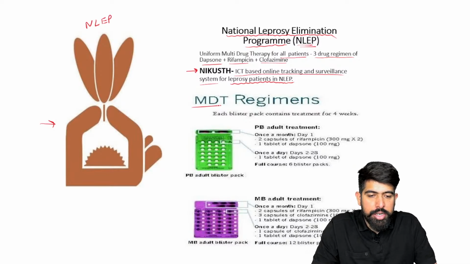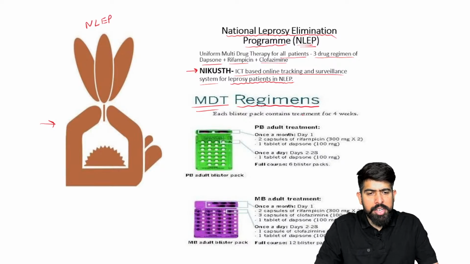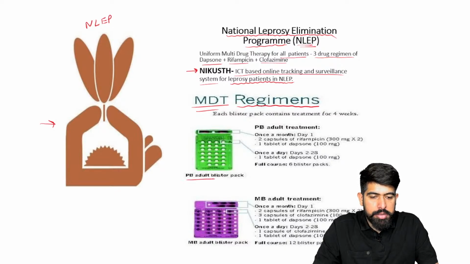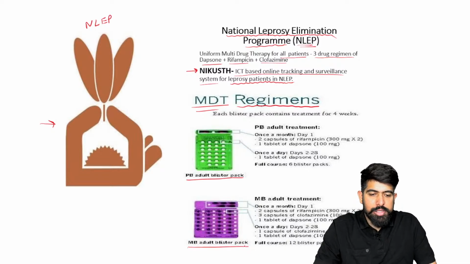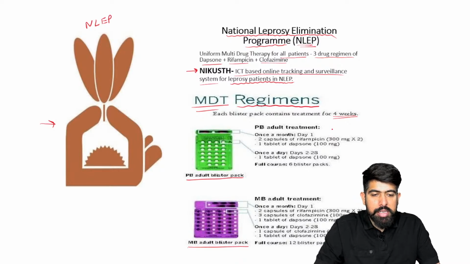If we're talking about the multi-drug treatment or multi-drug therapy regimens, what are these regimens? We have the paucibacillary adult blister pack, and we have the multibacillary adult blister pack. As you already know from your knowledge of leprosy, these are the two types of division of leprosy, multibacillary and paucibacillary. And each blister pack contains the treatment for 4 weeks, right? So one blister pack covers all of your 4 weeks, right?